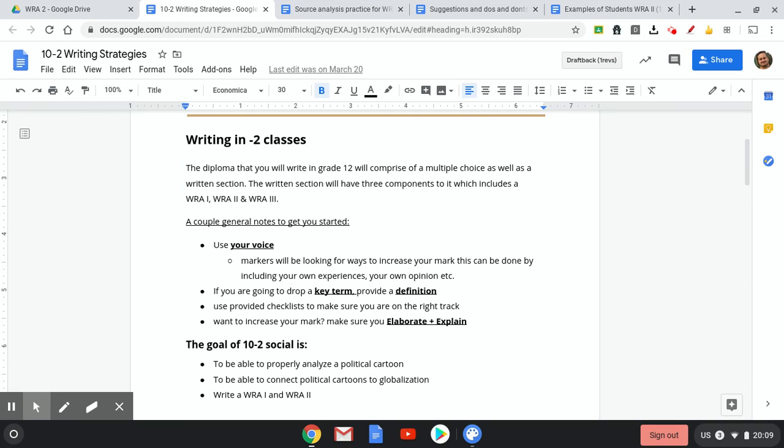If you're going to drop a key term, provide a definition. That's key here. Show that you know what you're talking about. If you use a term like assimilation, explain it. Use provided checklists to make sure you're on the right track. Want to increase your mark? Make sure you elaborate and explain.